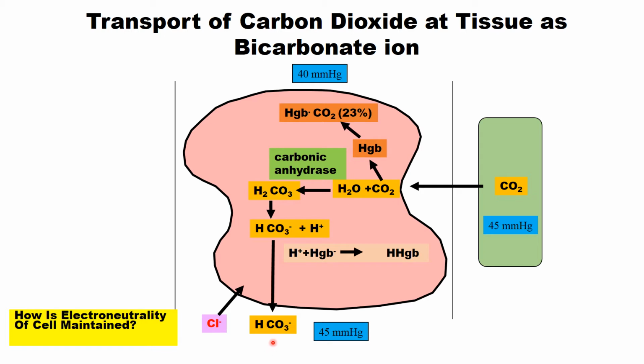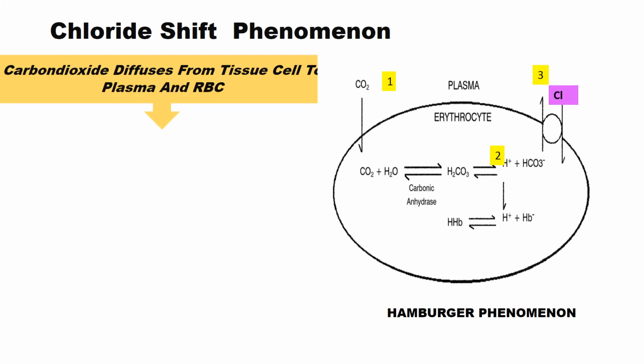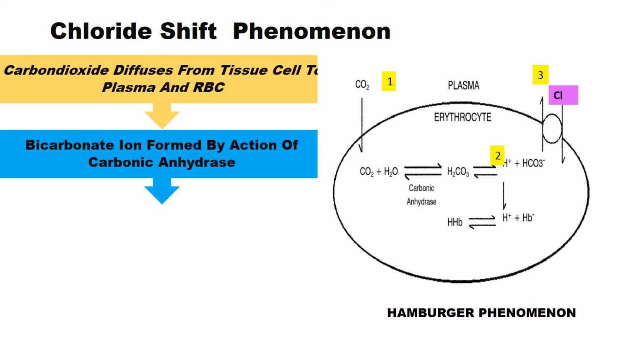So at the end, the bicarbonate which is present in the plasma at the level of the tissues contributes approximately 70% of the transport of carbon dioxide. Chloride shift is also known as Hamburger's phenomenon. It maintains the electroneutrality of the cell. So increased carbon dioxide produced by metabolism in the tissue cell diffuses into the plasma and RBC. Inside the RBC it undergoes various chemical reactions to form carbonic acid and then hydrogen ion and bicarbonate ion. The slow buildup of bicarbonate ion is there, as you can see here.